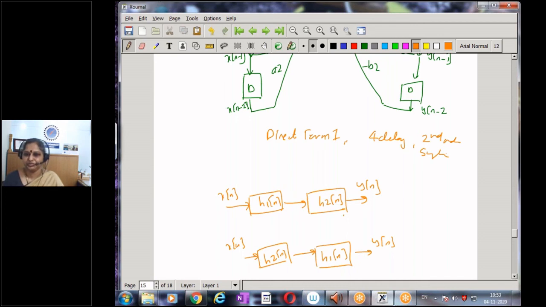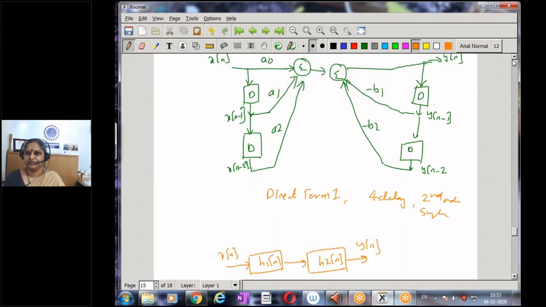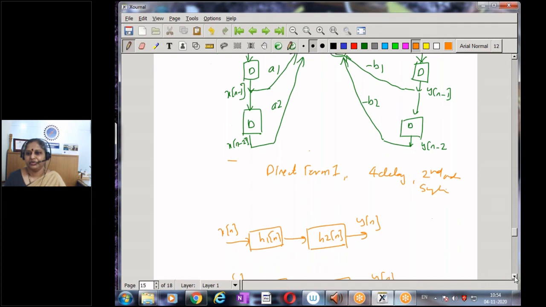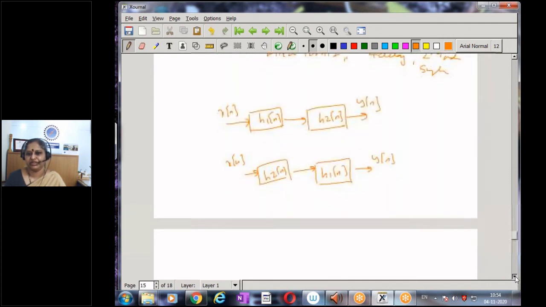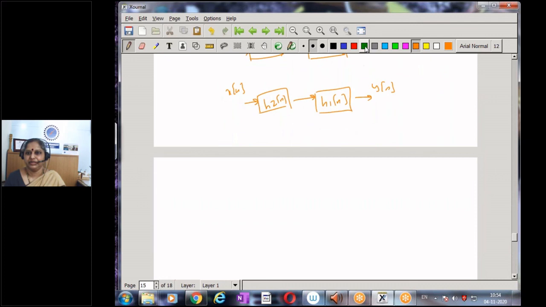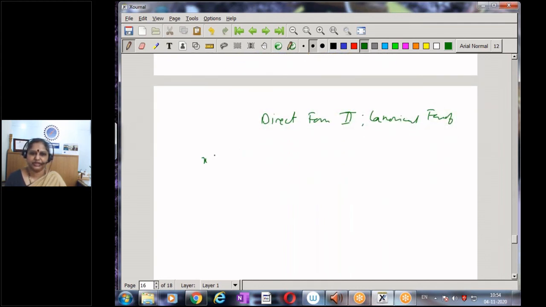So using this property of LTI systems, instead of having the two blocks in this manner, I will try to interchange the first block and the second block, and then what I get is an efficient method of realization, and that is known as the direct form 2 method of realization, or it is also known as the canonical form of realization of the system.